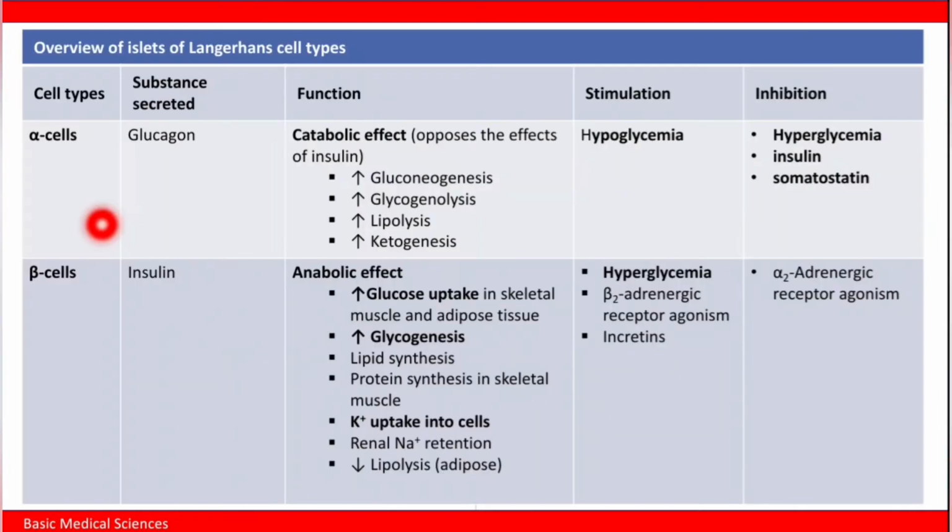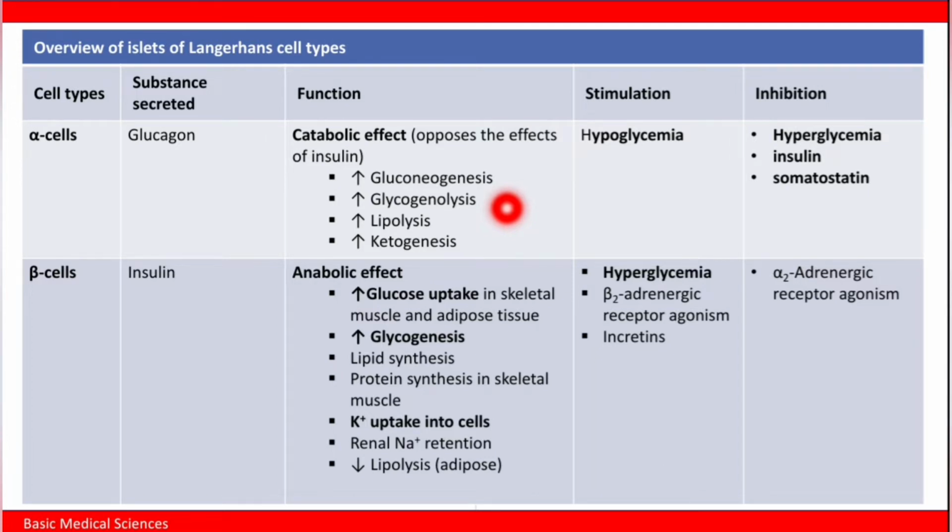Right, so here we're going to have an overview. The alpha cells, I said, secrete glucagon. What is the function of glucagon? Glucagon has a catabolic effect, right? When is it synthesized? When glucose is gone. So I said it is a catabolic effect. It opposes the action of insulin, right? So how does it increase glucose? Because I said it's produced when glucose is gone, right?